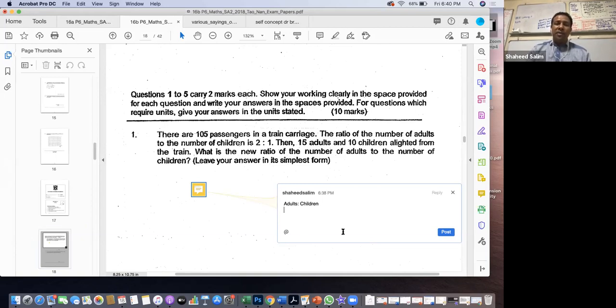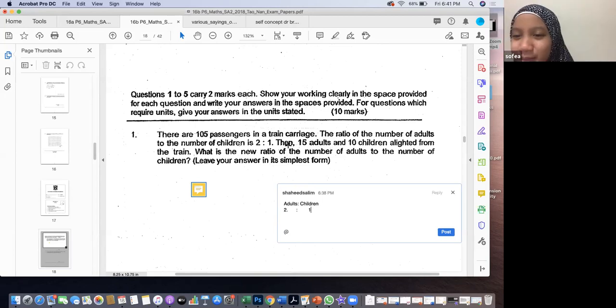There are 105 passengers in a train. You understand that? All understand? The ratio of adults to children is 2:1. So you can write 2:1. You can write like that. They tell you that 105 is the total number. So how many units is equal to 105? How many units is equal to 105?